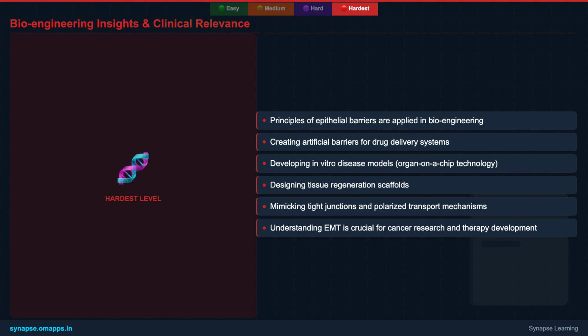From an engineering perspective, the intricate design of epithelial barriers, with their selective permeability and robust junctions, serves as an inspiration. Scientists and engineers are actively working to mimic these biological principles to create advanced drug delivery systems, develop more accurate organ-on-a-chip models for disease research, and design innovative scaffolds for tissue regeneration, pushing the boundaries of biomedical innovation.